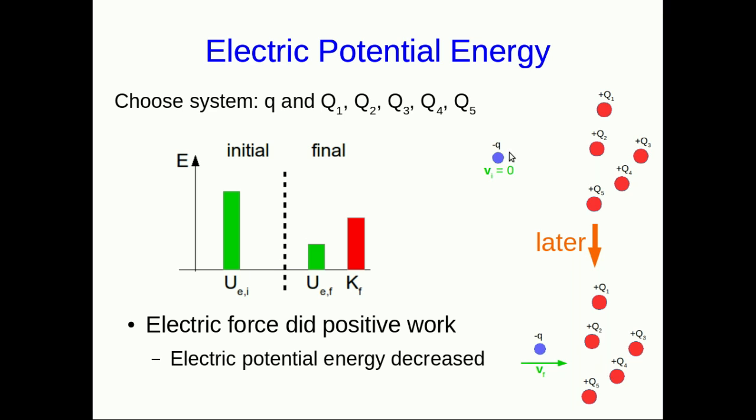Here, the electric force did positive work, right? It was pulling on this charge. As the charge moved that way, the force was in the direction of motion, and so that work done was positive, and the electric potential energy decreased.